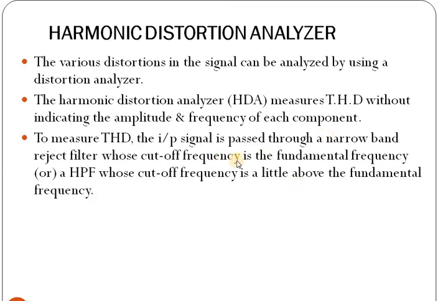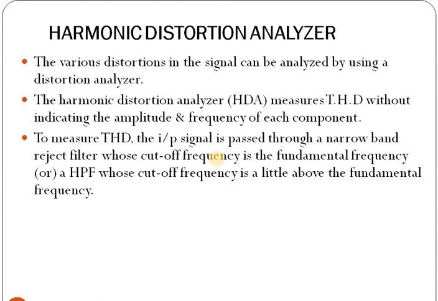Whenever we use the band reject filter, its cutoff frequency is the fundamental frequency, so it will reject the fundamental frequency and allow all the harmonic distortion components present in the signal. In this way you are able to find the harmonic distortion components present in the signal without the fundamental component.